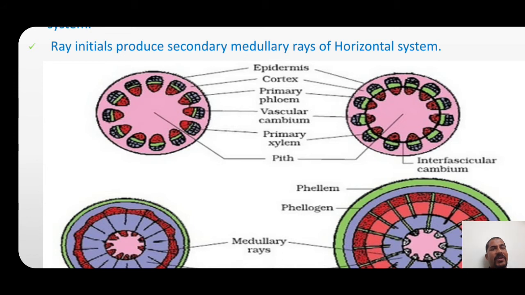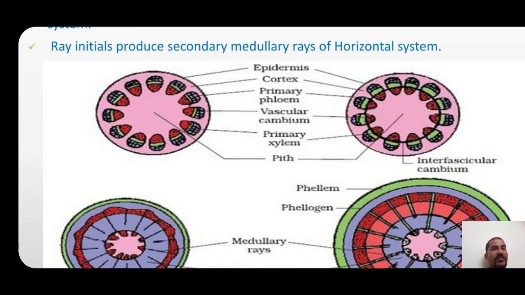Collateral means xylem and phloem are placed laterally side by side, and open type means the cambium is present, and that's why it is open for secondary growth. When cambium is absent, that type of vascular bundle is called closed type. So in this diagram, the dicot stem shows vascular bundles that are conjoined, collateral and open type. This is regarding the primary growth.